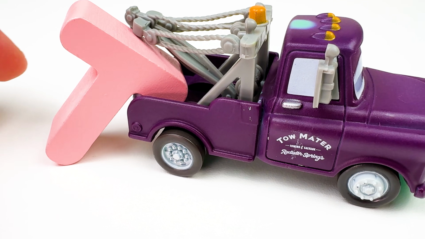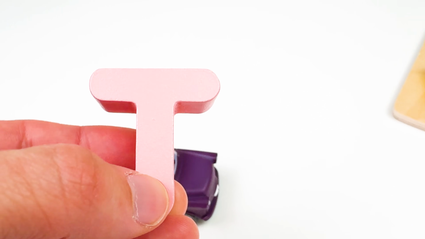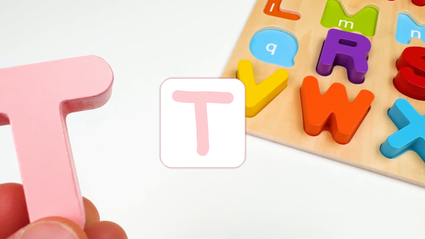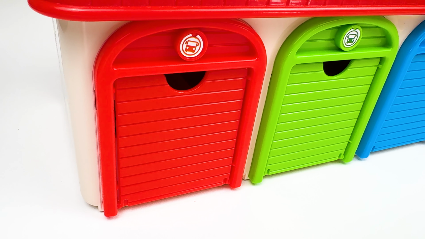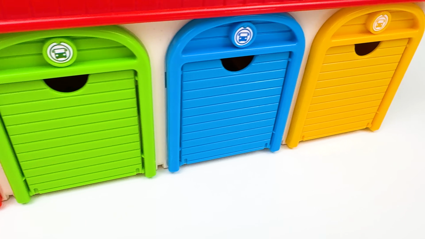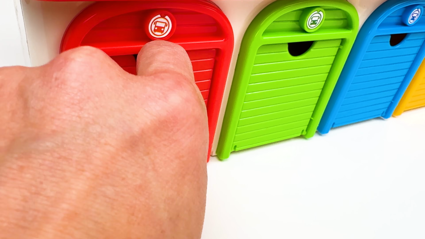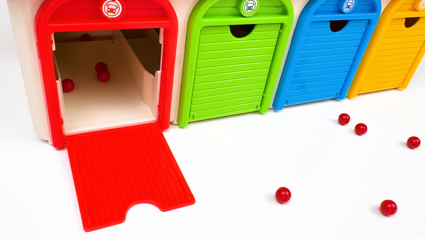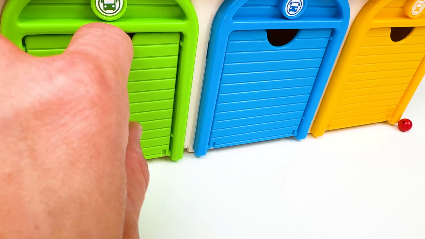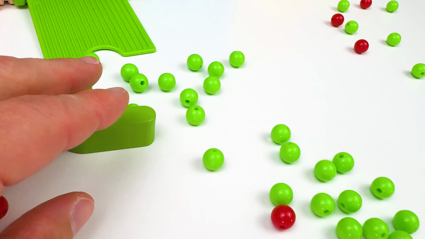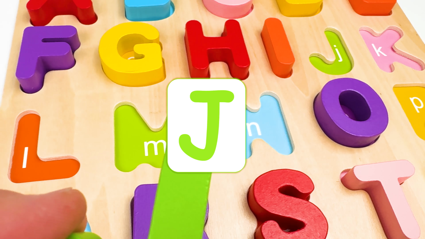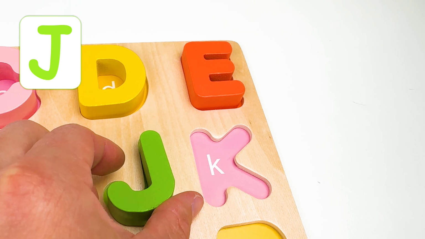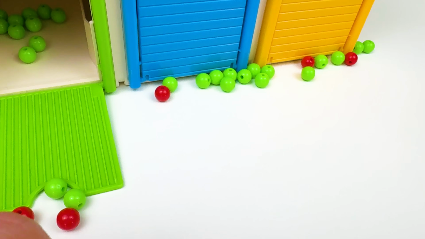Hey, there's Tow Mater. And he has the letter T with him. T is for truck. Let's put it here. I wonder what's behind these colorful doors. Let's open the red one. Oh, a lot of colorful beads. What about the green door? Hey, there's our next letter. The letter J. J is for jackrabbit. Let's put it after I.